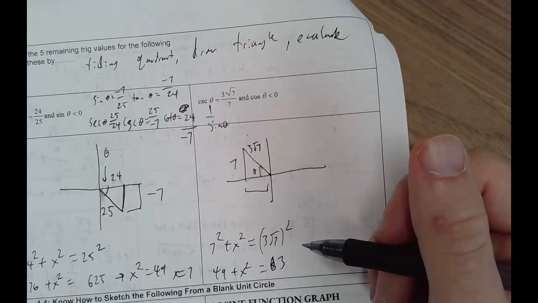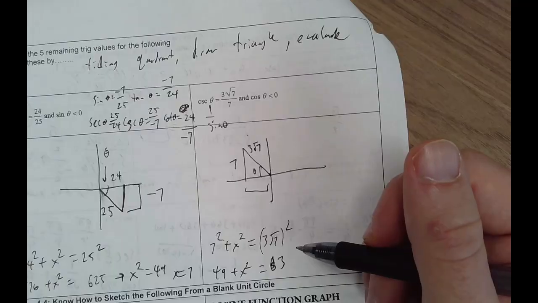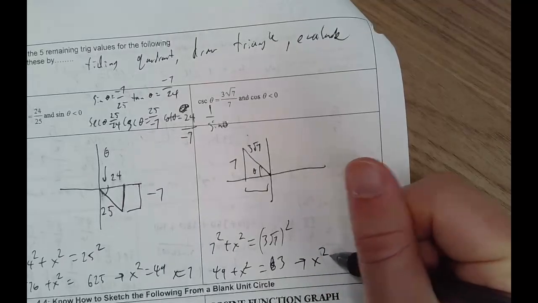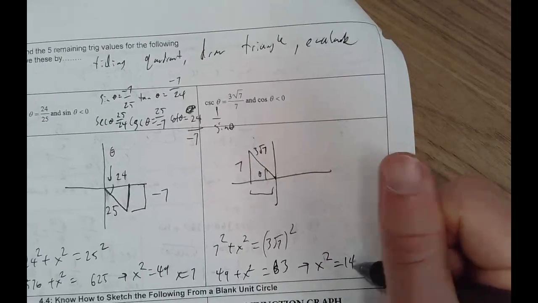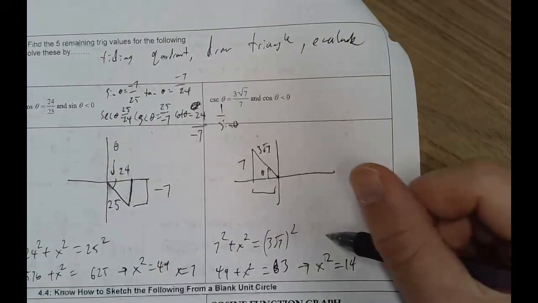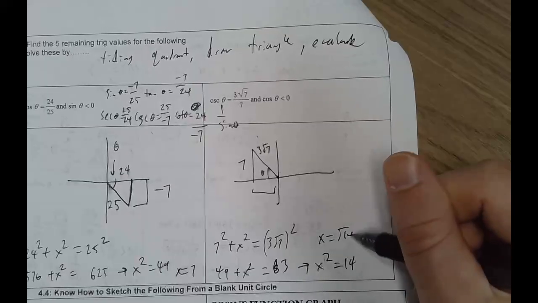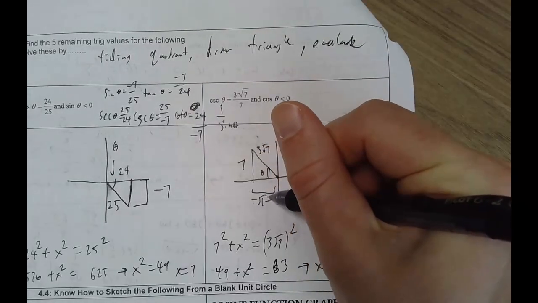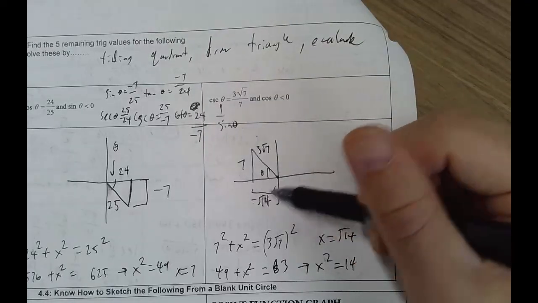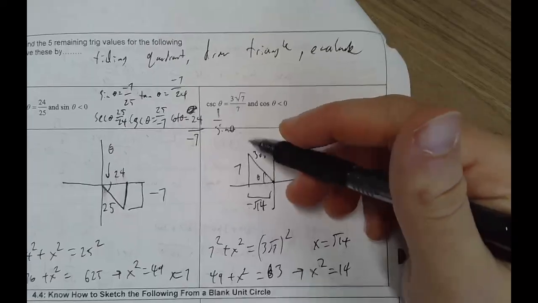All right, 63 minus 49 is 14. So x squared equals 14. So x equals root 14. But it's going to be negative because the cosine's negative, right? So that has to be negative. We're in this quadrant 2. Okay, so now fill it out. We have our triangle. Now you're just labeling that, right?